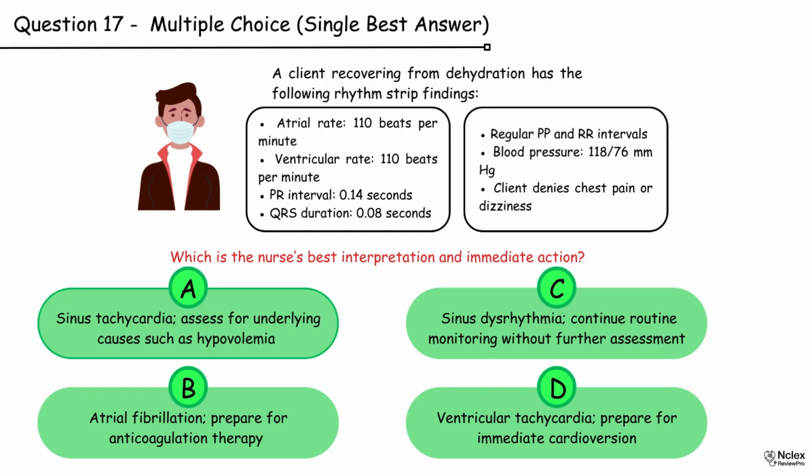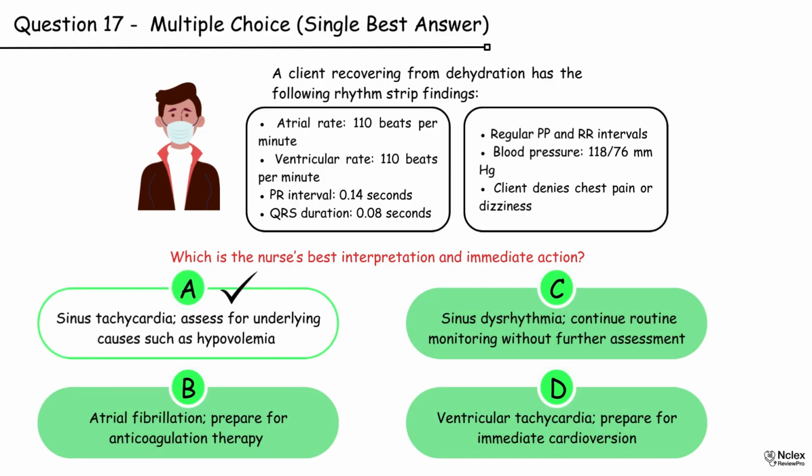Take a moment. Read the strip systematically. Pause here if needed. The correct answer is A. Sinus tachycardia. Assess for underlying causes such as hypovolemia.